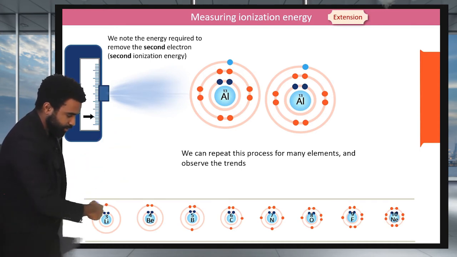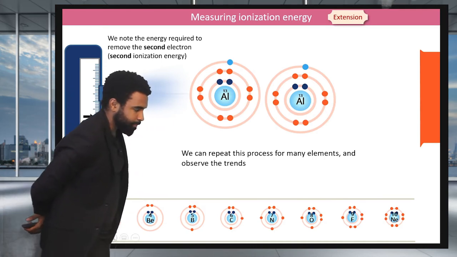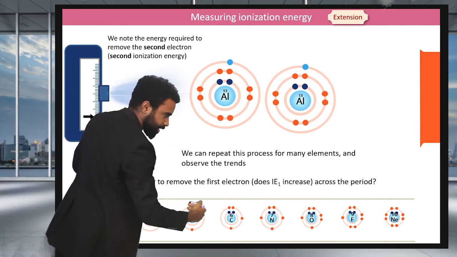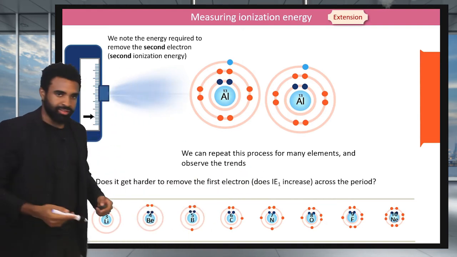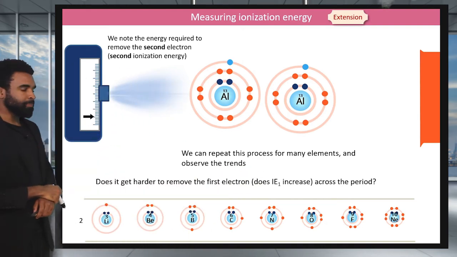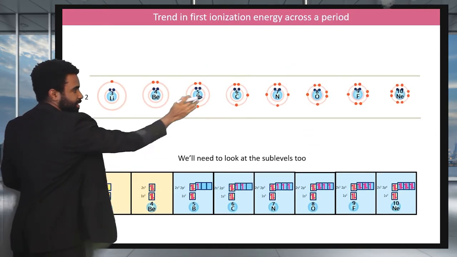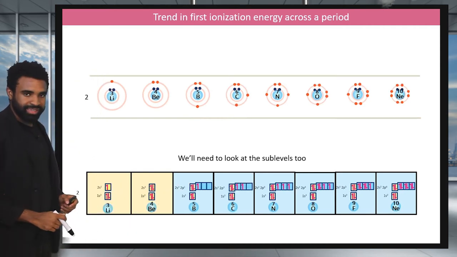We could test the first for lithium and then for beryllium and boron and so on and observe the trends. Specifically, does it get harder to remove the first electron? That is, does IE1 increase across the period? That's the question we're going to be trying to answer. In order to answer this, we're going to need to look at not just the main levels, but also the sublevels for these atoms, for these electrons.